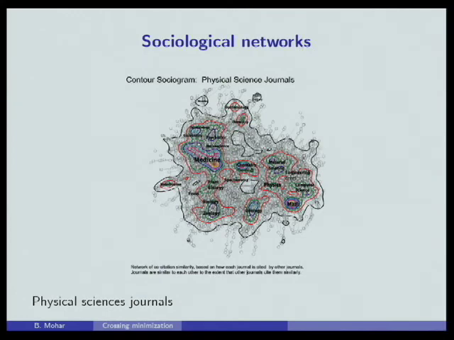So again, we come to a problem of drawing this graph nicely, so that we can get some information from it.